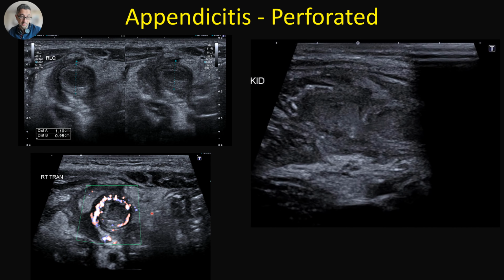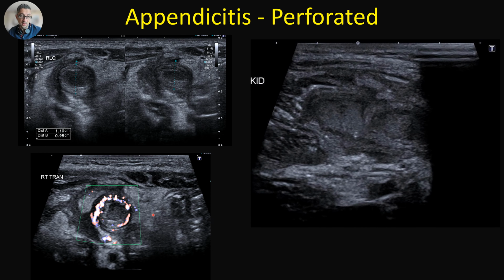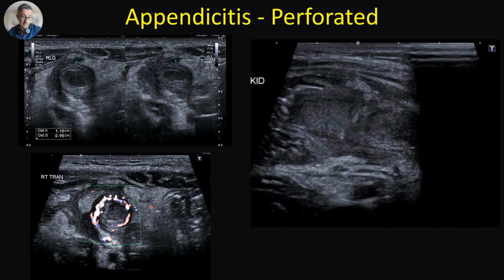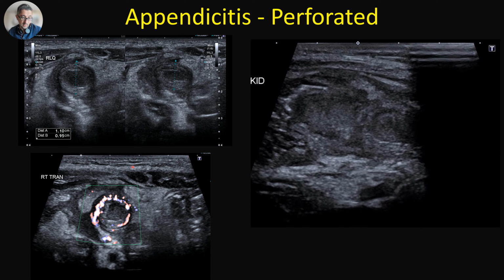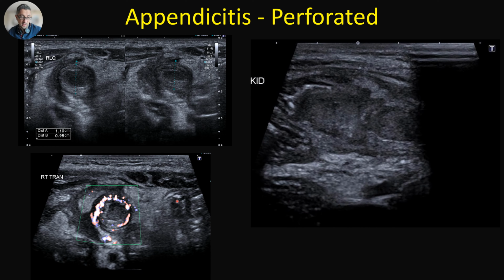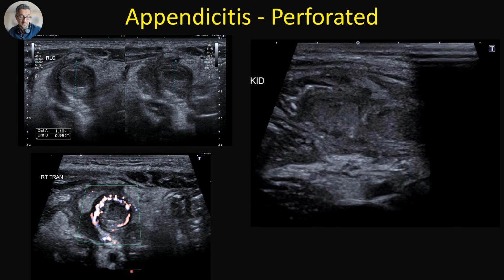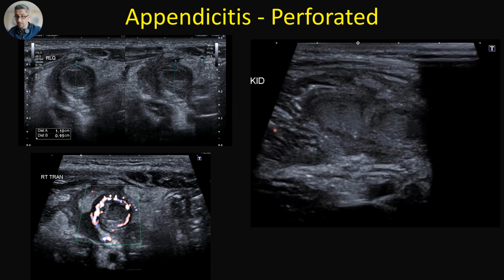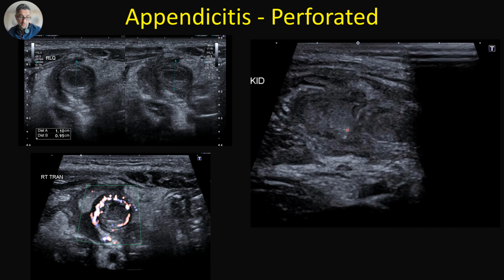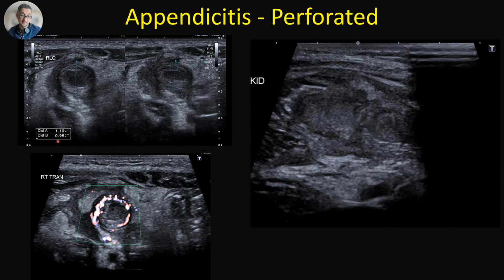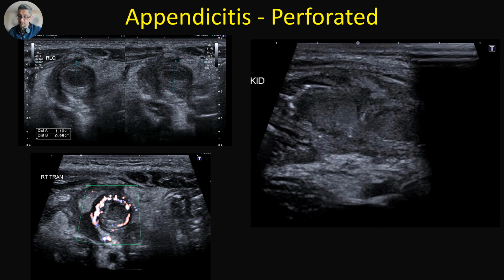When there is perforation, there is usually very severe peritoneal inflammation. The omentum may be surrounding the appendix, and the inflammatory findings are very severe, as in this case. So even if you don't see the defect in the wall, if you see significant inflammation, you should suggest perforation.